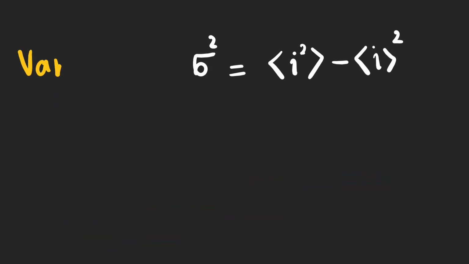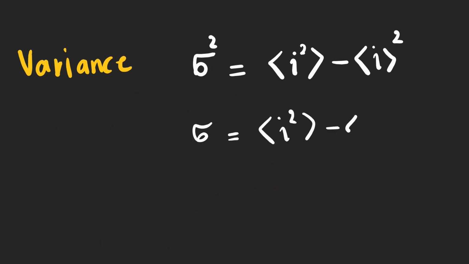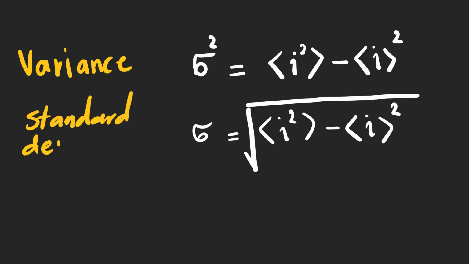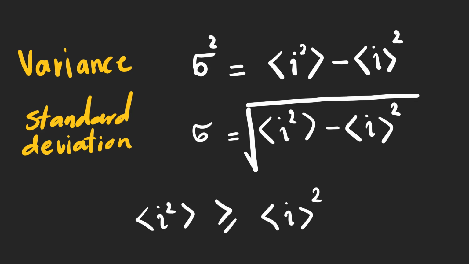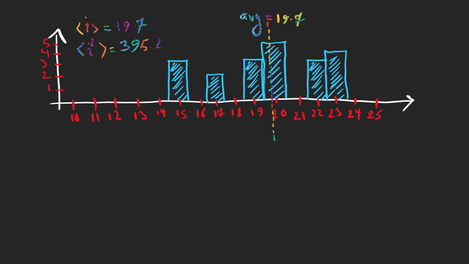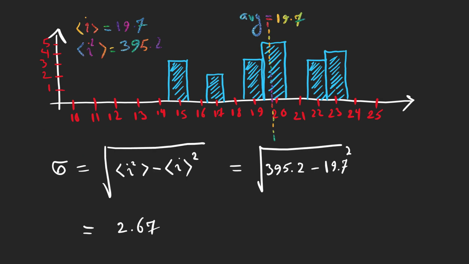Sigma squared is called the variance, and sigma is called standard deviation. Note that the average of I squared is larger or equal to the square of the average of I. Sigma is 0 when every point in our distribution has the same value. For example, a class with 20 25-year-olds. For example, for the class we talked about in the beginning of the video, the standard deviation is calculated like this, and it is 2.67.